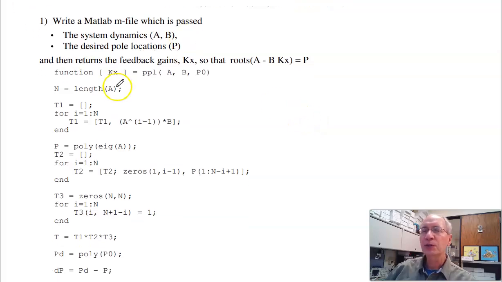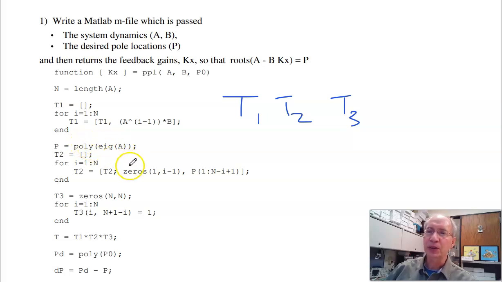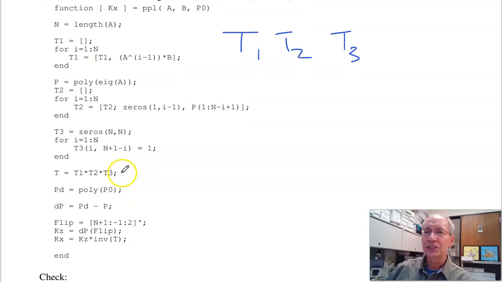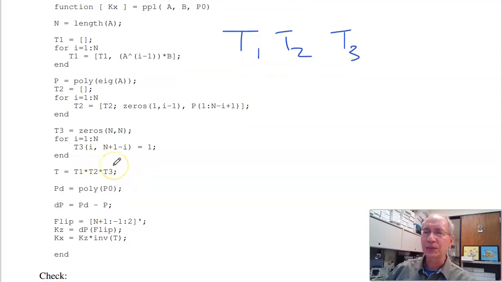The similarity transform to go from any form to controller canonical form is T1 times T2 times T3. T1 is the controllability matrix, so that's your B, AB, A squared B, and so on. T2 is a function of the characteristic polynomial of the system. So here's the characteristic polynomial, and start shifting it to the right. T3 is the Toeplitz matrix, ones on the up diagonal, so T is just T1, T2, T3.